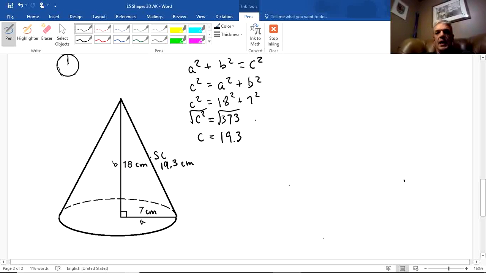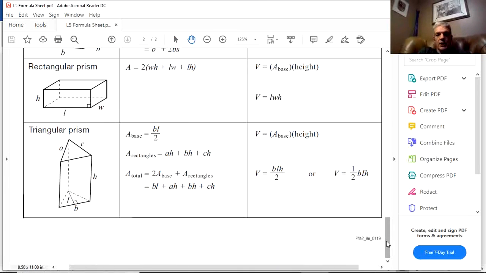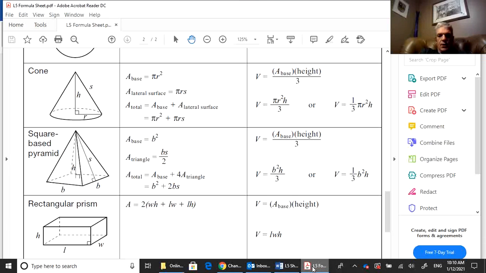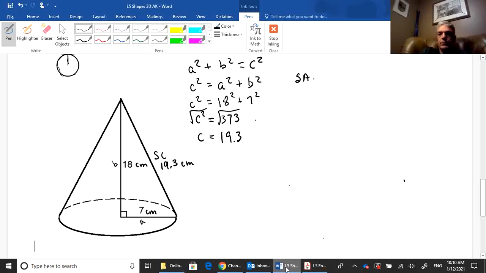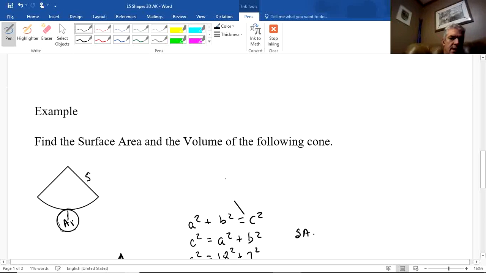Now, I can start to calculate my surface area. And in order to do that, I'm going to go back to my formula sheet and grab the information on cones, right? And so there are two things. There's the surface area of the base and the surface area of the lateral surface. So that's the cone part, the curvature part, if you want to know. So pi r squared and pi rs, okay? Just so you know, this is A1. We'll call this A1. It's pi r squared.